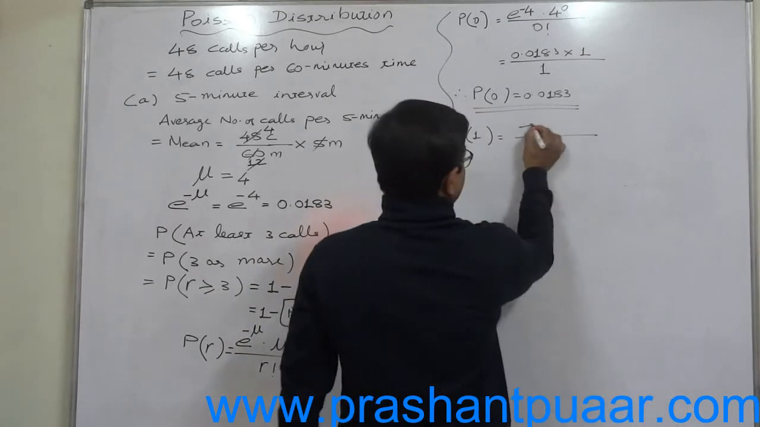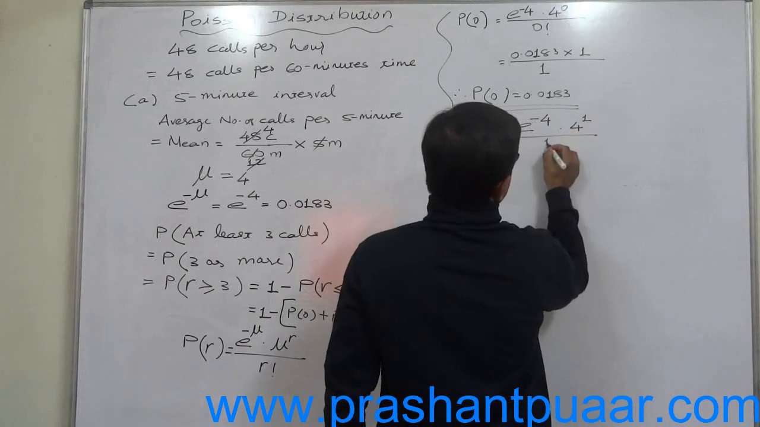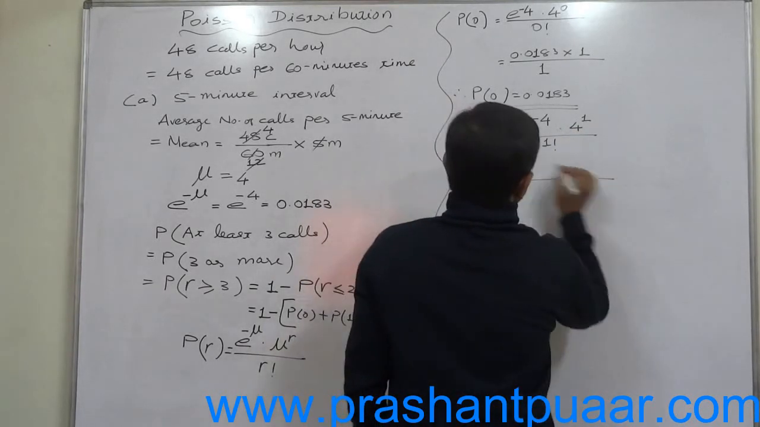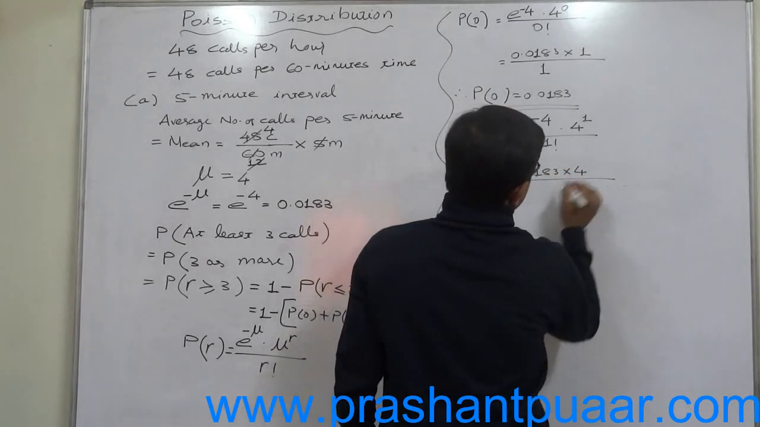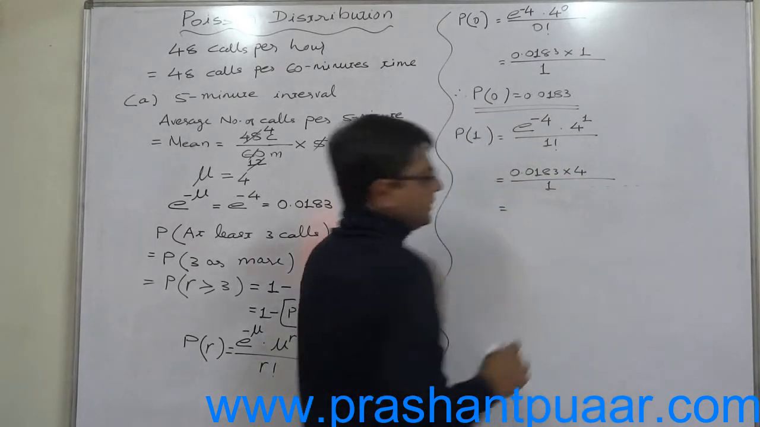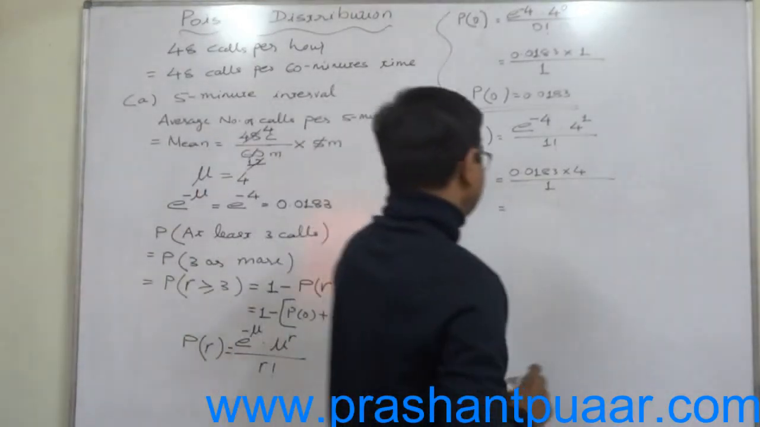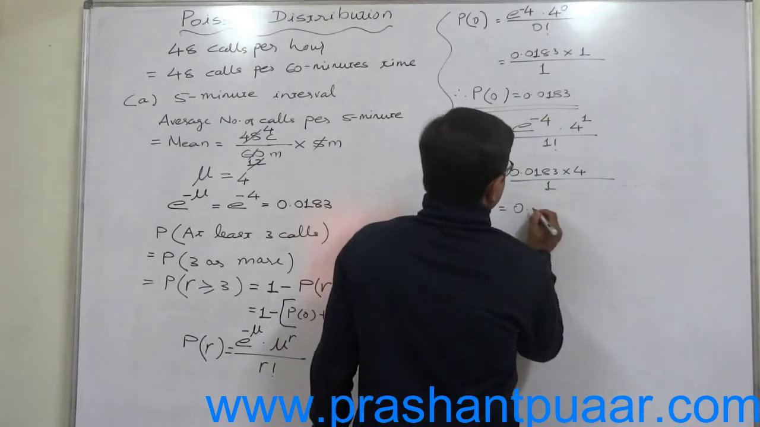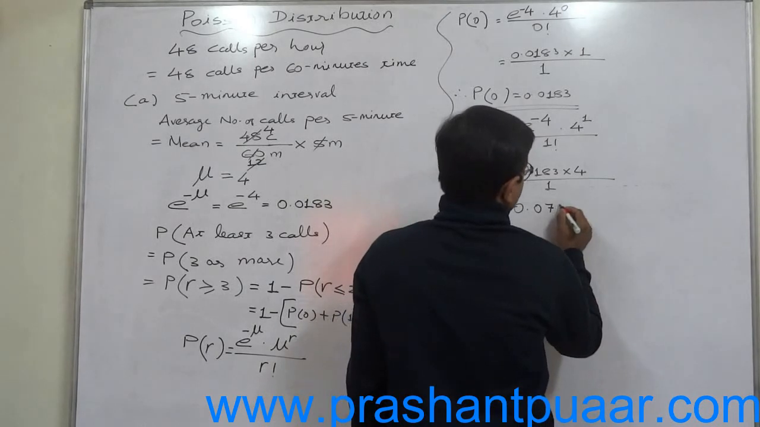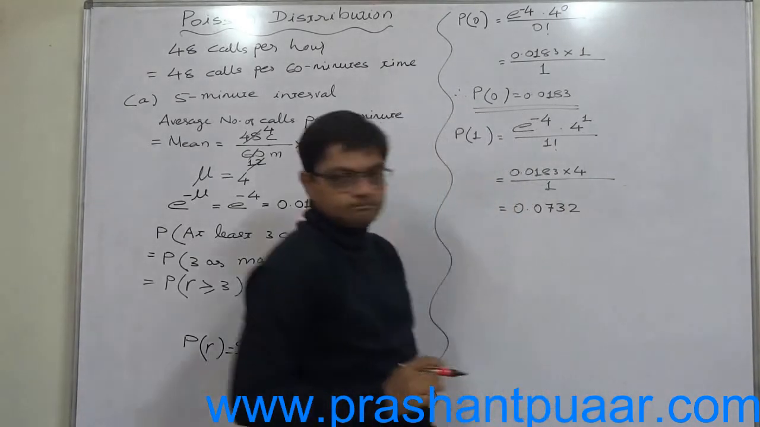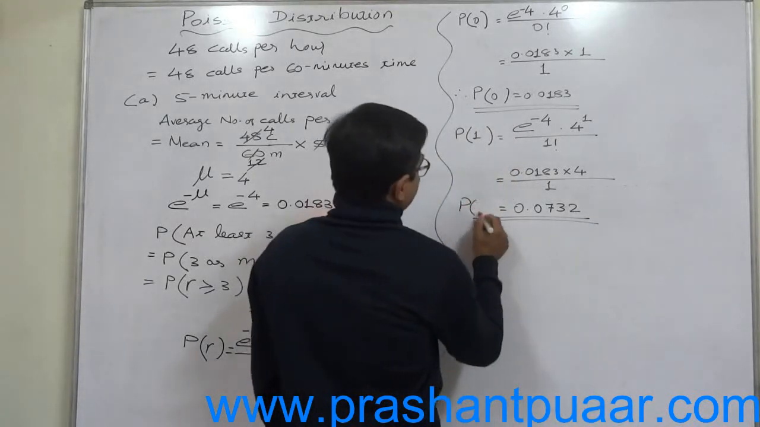Now P of 1, again e raised to minus 4 into 4 raised to 1 upon 1 factorial. e raised to minus 4 means 0.0183 into 4 upon 1. Multiply 0.0183 by 4. What is the result? 0.0732, is it? This is P of 1.